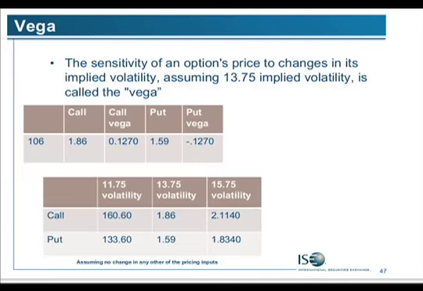Vega is going to measure changes in the implied volatility. So what happens if the volatility goes from, let's say, 13.75% to 11.75% or 15.75? This is really important to think about because I want to know how much am I going to make or lose if the options change the volatility. So I can actually, I call it stress testing my position. I could say, okay, what happens? It's trading at 13.75, but you know what? Maybe it goes down to 11.75.